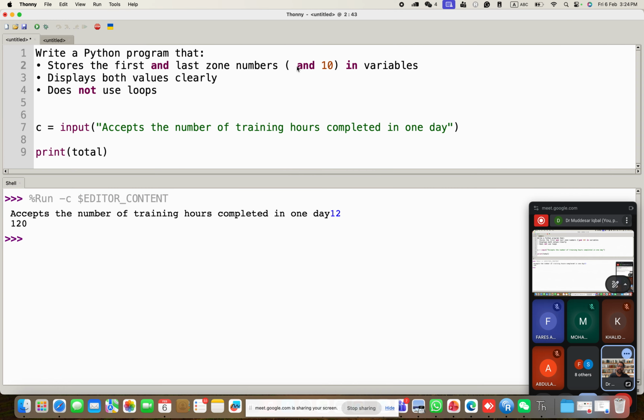I may say here start from zone 5 and go to zone 10. He could do that, right? Okay. So store the first and last zone numbers like this. 5 or 10 or whatever he says. He could say anything. You don't have to worry about it, right?